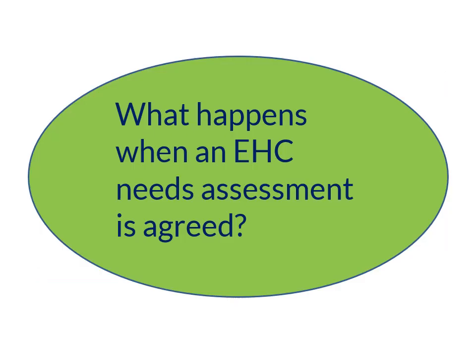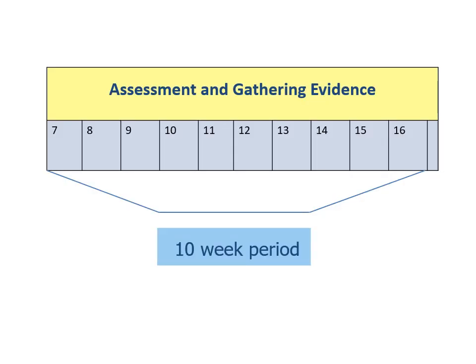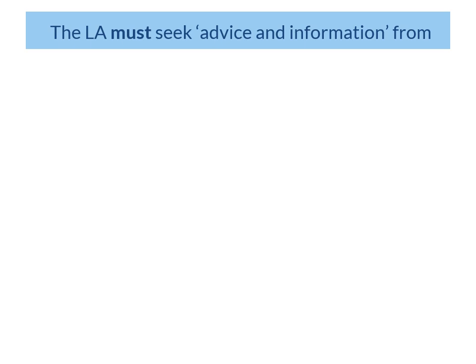Now let's consider what happens if the local authority agree to do an EHC needs assessment and how you and your child or young person are involved. This shows the 10-week time period for the next stage in the whole 20-week process. So this is from week 7 to week 17, where information and evidence is gathered. So who does the local authority gather this information from? There are 3 slides for this.